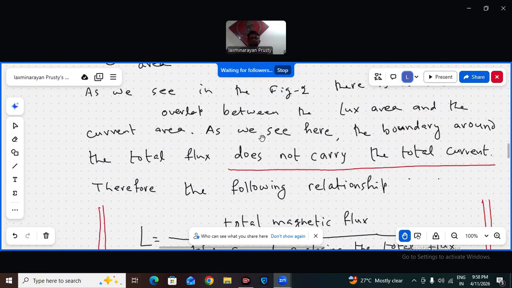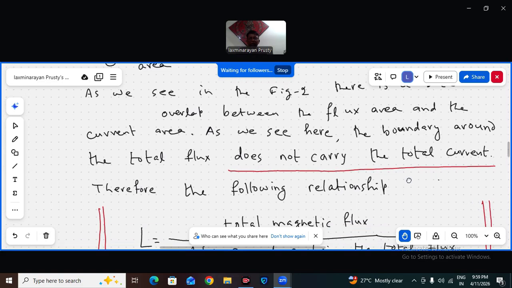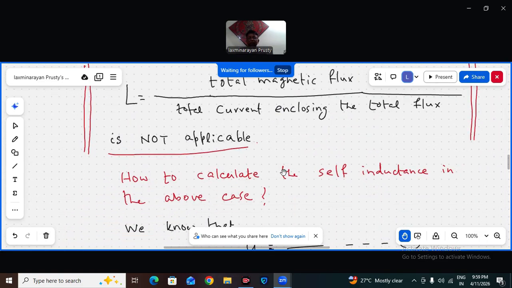Since there is overlap between the flux area and the current area, there is a sizable overlap between the flux area and the current area. As you see here, the boundary around the total flux doesn't carry the total current. I just explained it.